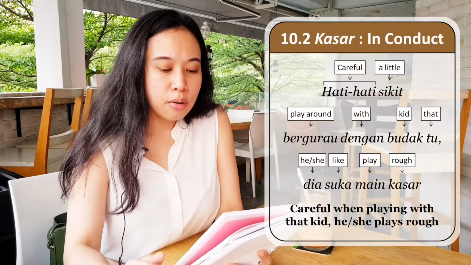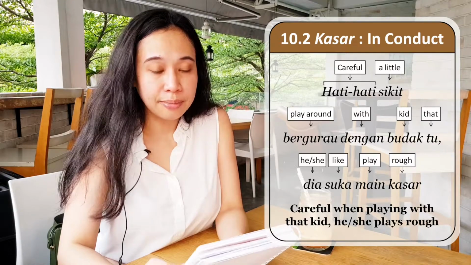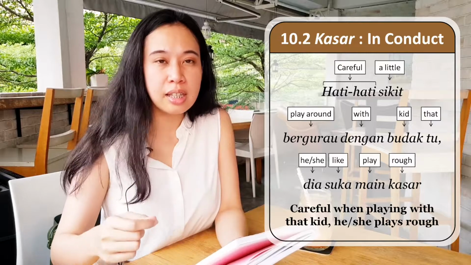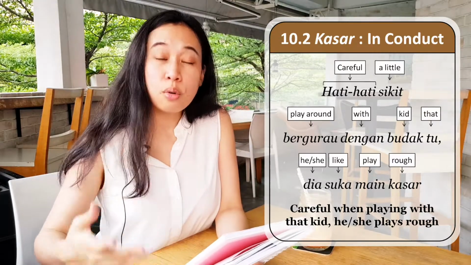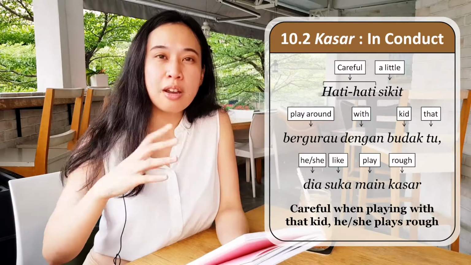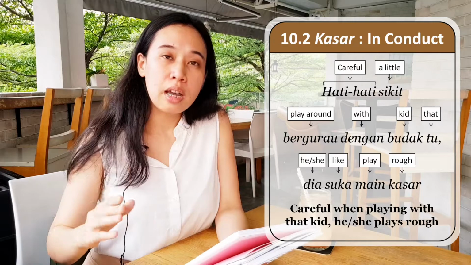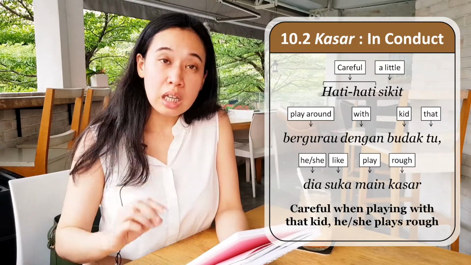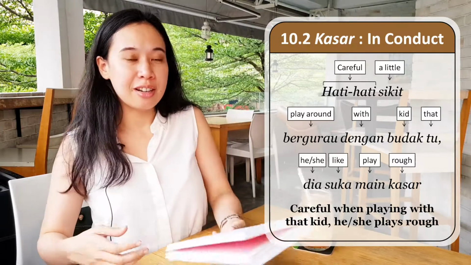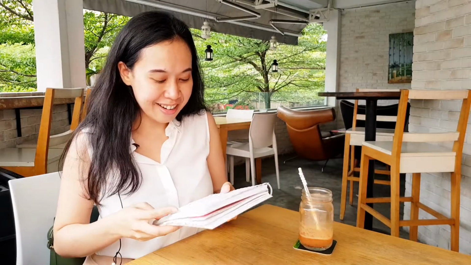And in terms of behavior, hati-hati sikit bergurau dengan budak tu, dia suka main kasar. Hati-hati is careful, hati-hati sikit, be a bit careful, bergurau dengan budak tu. Playing, fooling around, sort of like joking around together, with that kid. Dia suka main kasar. He or she tends to be a bit rough in behavior. So when you're playing around with a kid, just be careful because he can sort of push you and then you'll get hurt.